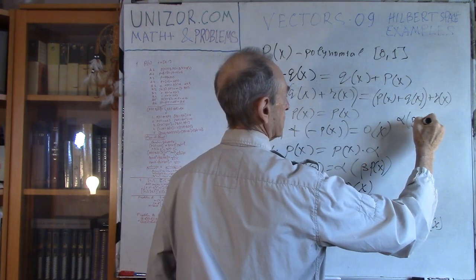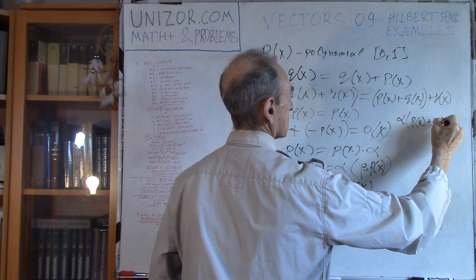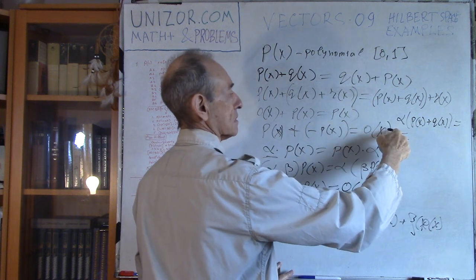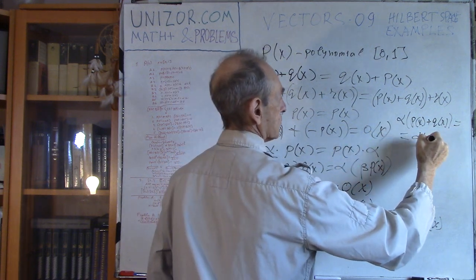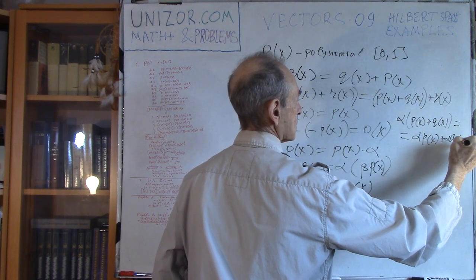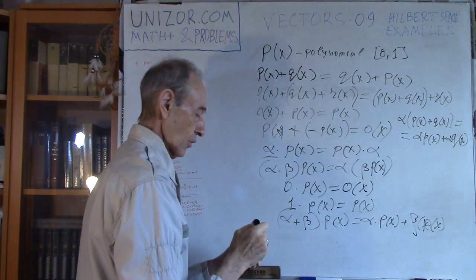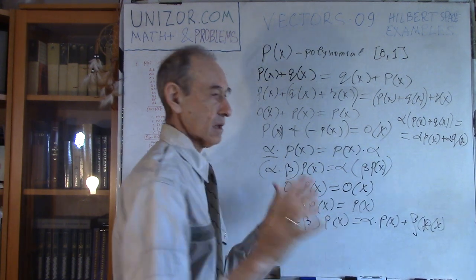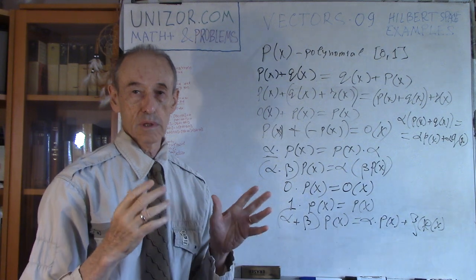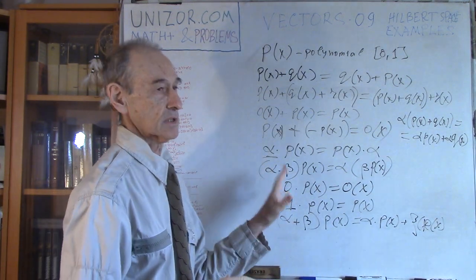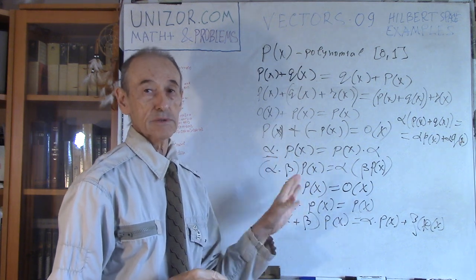Alpha of p of x plus q of x. You multiply the sum of two polynomials by a number, or you can multiply separately and then add them together. The result will be the same. So these are all the axioms which we were talking about. These are the axioms of a linear vector space over the set of real numbers.